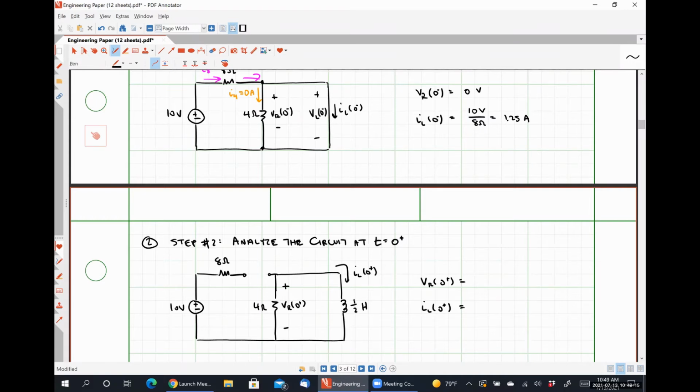All right, so what do we know about the behavior of an inductor? The inductor current cannot change abruptly. So what that means is that whatever the inductor current was at t is equal to 0 minus has to be what the inductor current is at t is equal to 0 plus. So this guy right here absolutely has to be 1.25 amps. If it is not 1.25 amps, then we are violating Kirchhoff's voltage law.